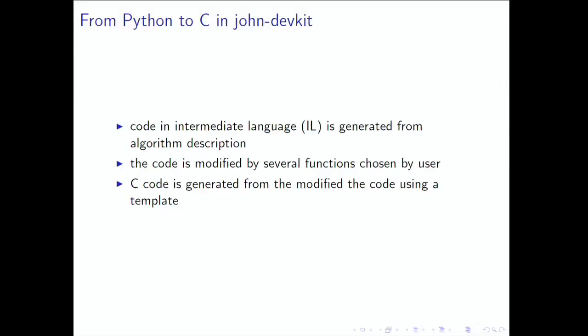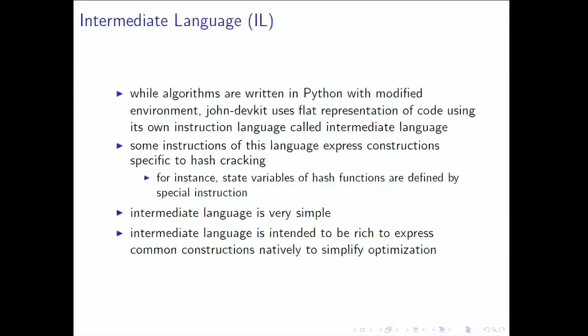And the full route from definition to C in John looks like this. From the algorithm definition, you get the intermediate representation, an intermediate language, which is modified with filters, user-defined filters. That is, the user will definitely control all the changes that happen to the code. The compiler does not do anything itself. After that, you get the C code. This intermediate representation is needed to simplify what you do with the code.